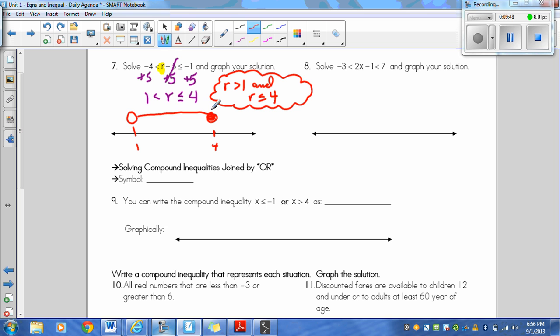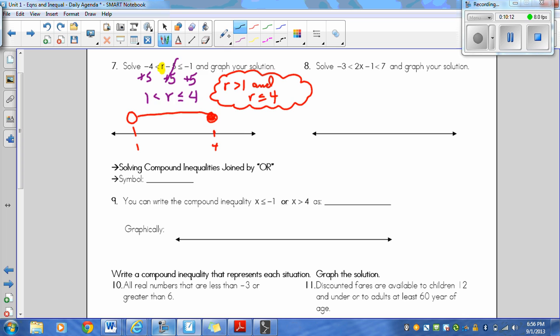We've still only done ones that have an and in them. That's why they are in between two numbers. Or is going to look a little different, but all the and ones are in between two numbers. I'm going to show you a different way to do number 8. I'm going to split it up first and show you how to solve it separately because some of you might like it better that way.